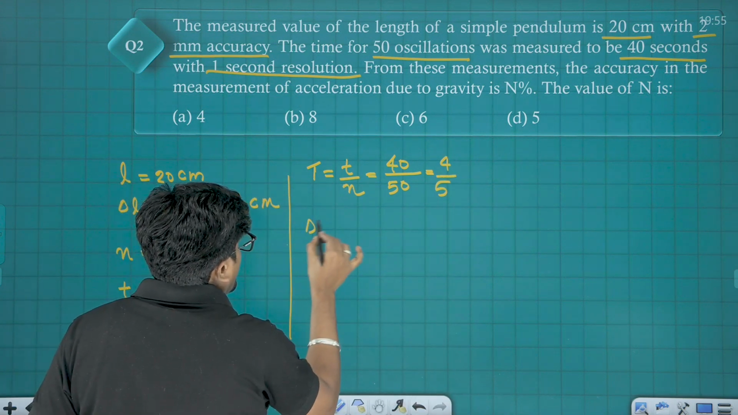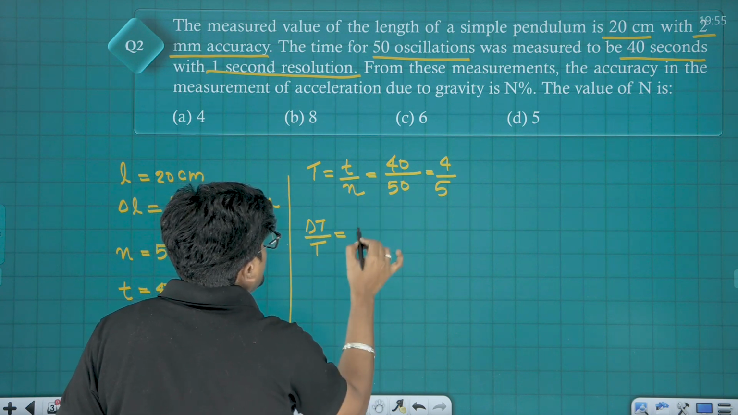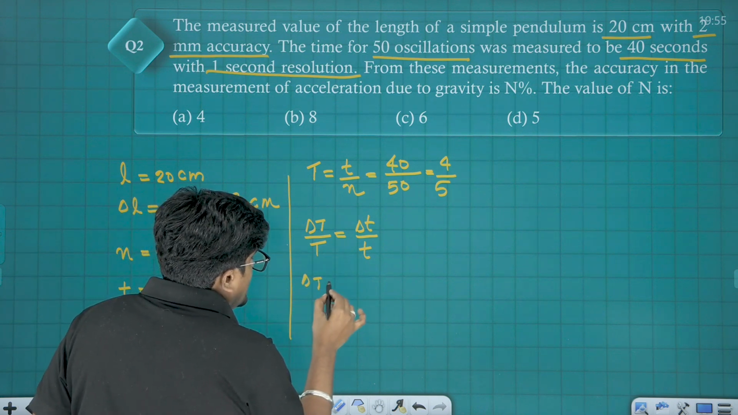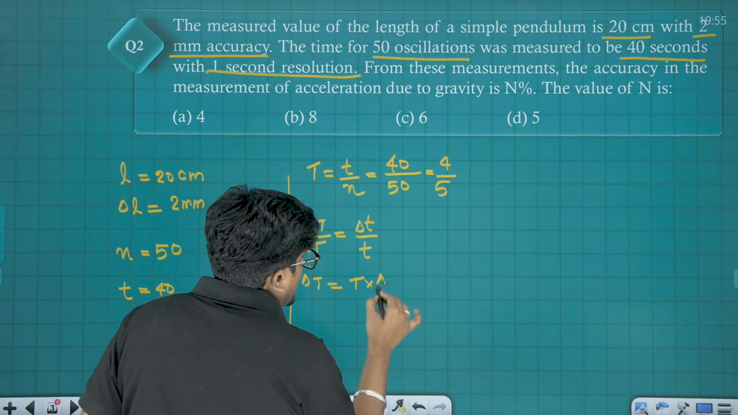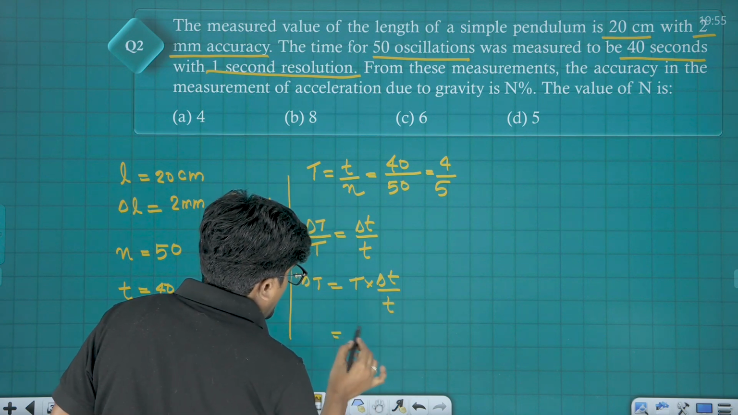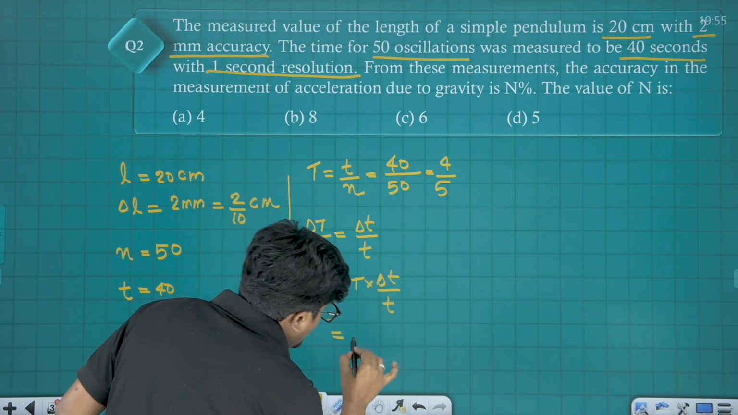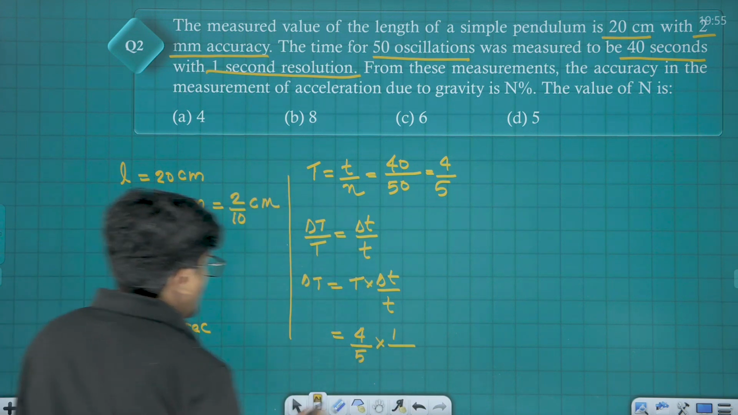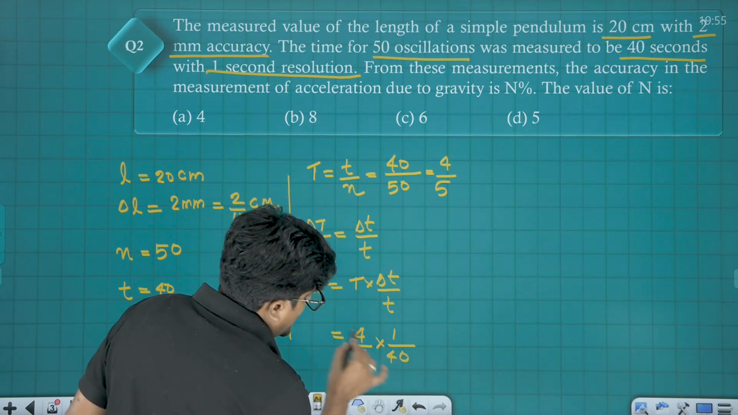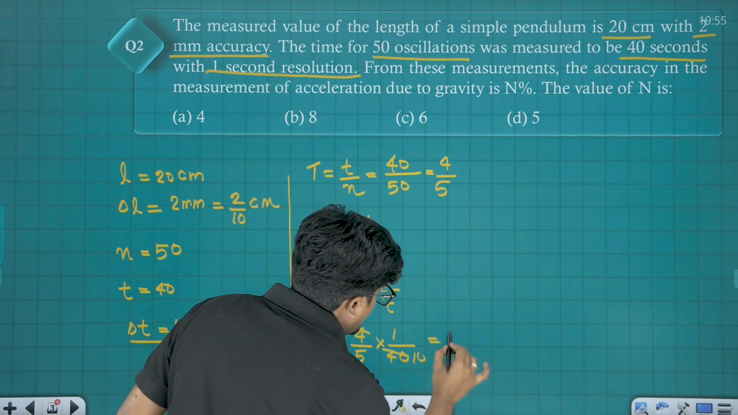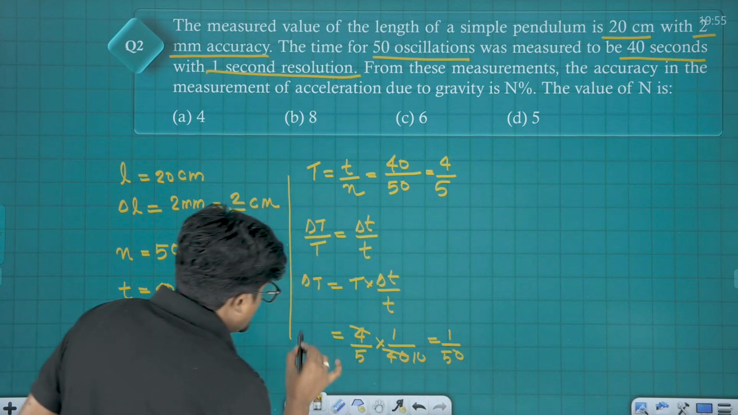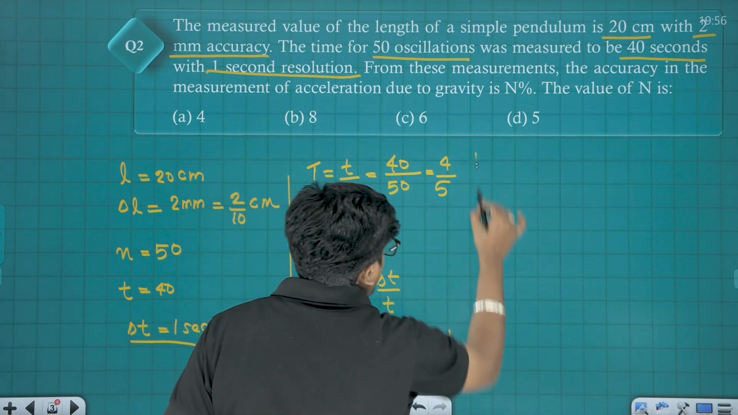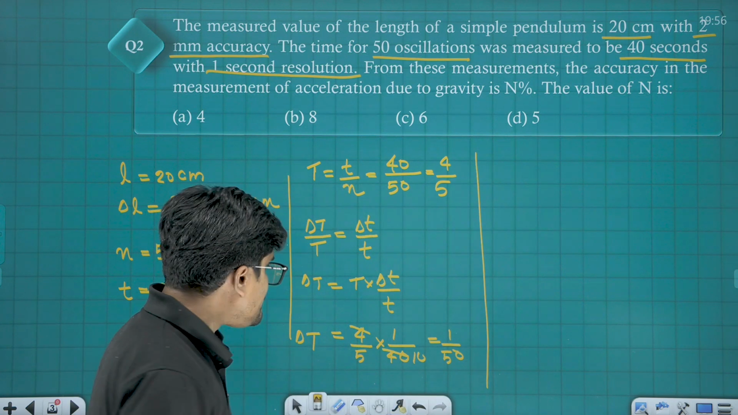To calculate the error, delta T upon T should be equal to delta small letter t upon small letter t. Now delta T is equal to capital T into delta small letter t upon small letter t. Capital T is 4 by 5, delta t is 1 second and total time taken is 40 seconds. So here this will cancel, leaving 10 in the denominator, and this is going to be 1 upon 50. So delta T is 1 upon 50.